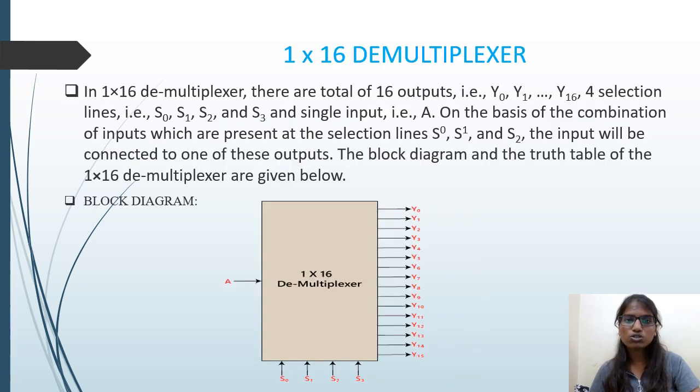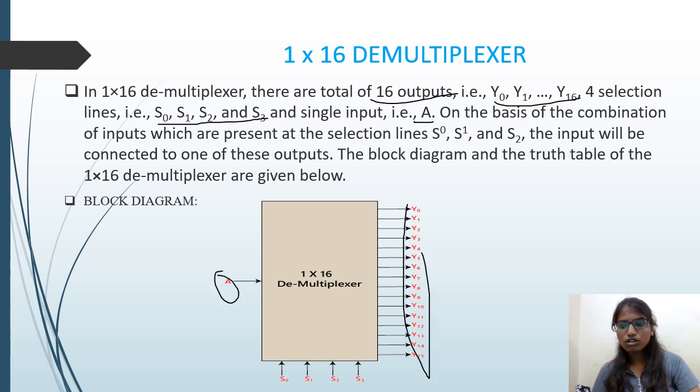Okay, next is the 1 is to 16 demultiplexer. In the 1 is to 16 demultiplexer, there are a total of 16 outputs, from Y0 to Y15, then 4 selection lines S0, S1, S2 and S3, and a single input, that is A. On the basis of the combination of inputs which are present at the selection lines, the input will be connected to one of these outputs. The block diagram is, here we are taking A as the input and Y0 to Y15 are the outputs, and there are 4 selection lines, that is S0, S1, S2 and S3.